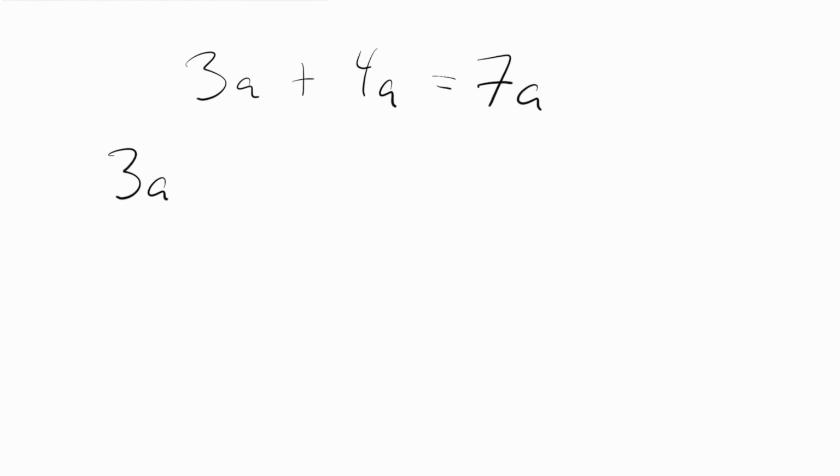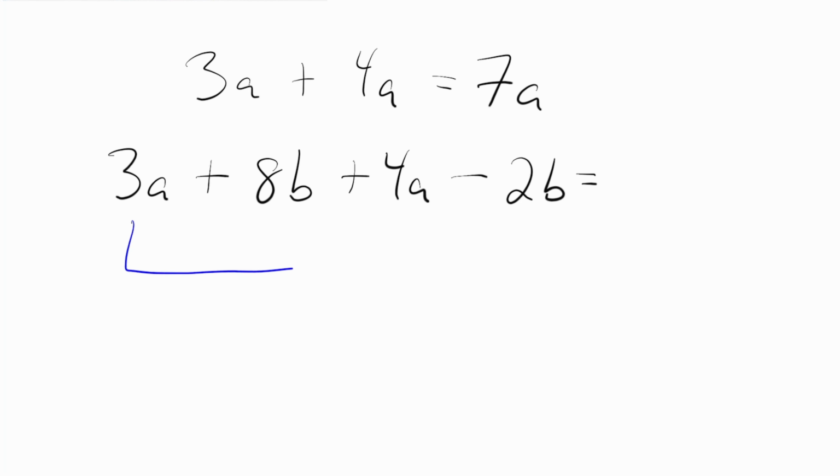Pretty simple, right? In fact, it works even if we start including other items like bananas. We get 3 apples plus 8 bananas plus another 4 apples, and then, I don't know, maybe we put 2 bananas back and subtract it. Well, because it doesn't make sense to add apples and bananas together and call them banapples, we're just going to add the apples and the apples together and the bananas together.